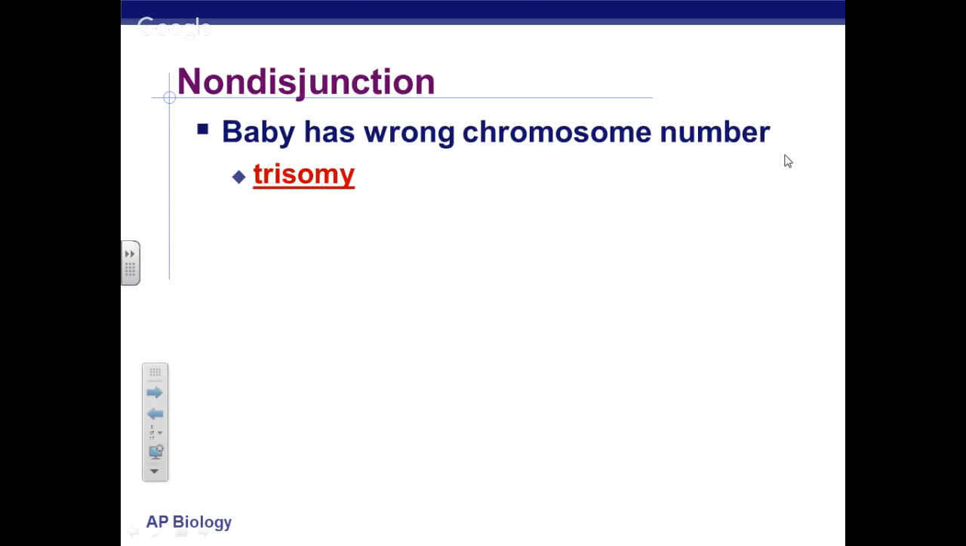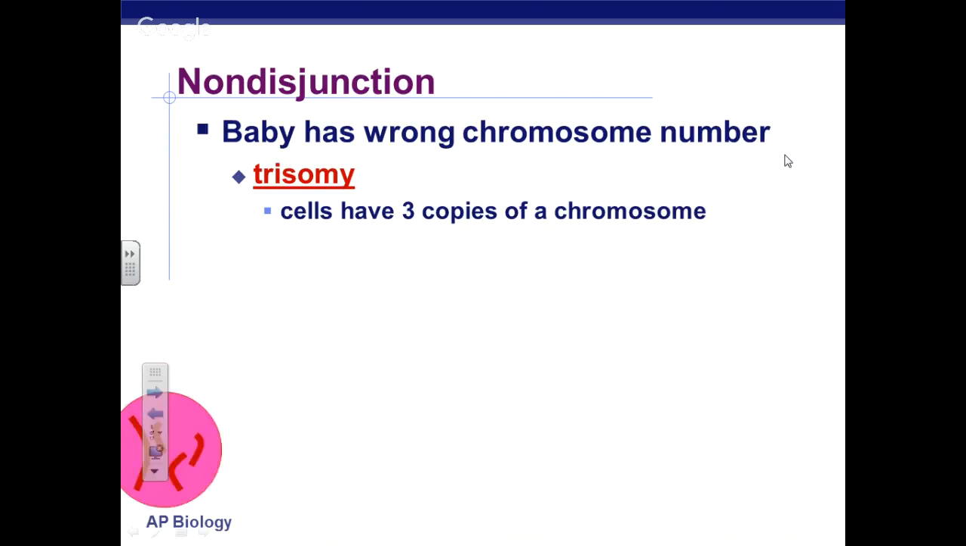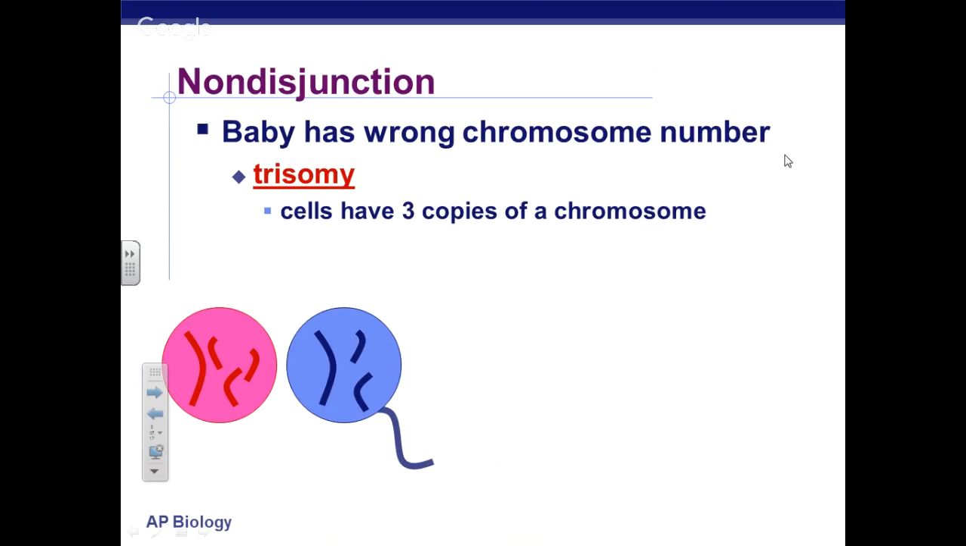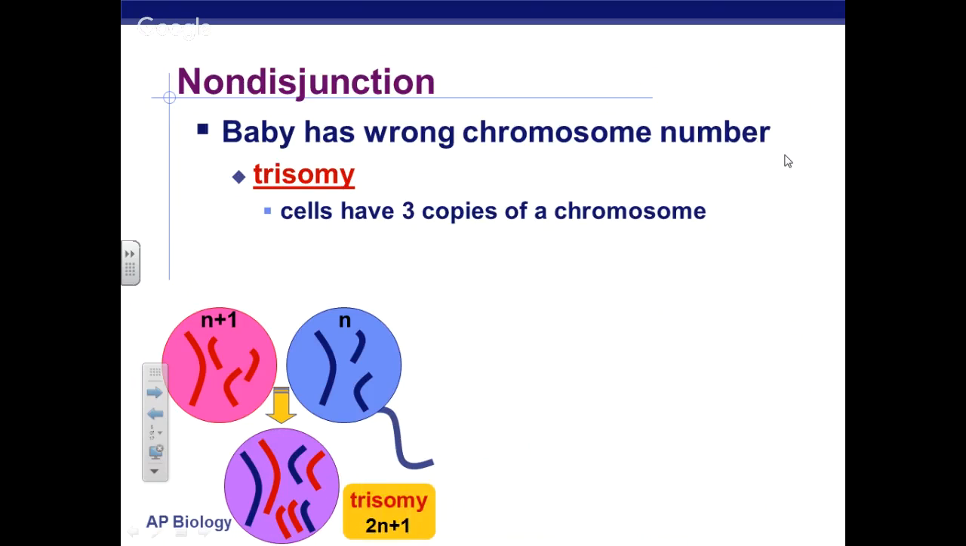So the result of this is that the baby, the resulting zygote, and the resulting organism will have the wrong chromosome number. They'll be aneuploid. So a trisomy is having 3 copies of a particular chromosome. And here we have sort of the example I was given earlier. That's our haploid number of N, normal, and then this is our N plus 1 egg. And when you fertilize, then you have trisomy, 2N plus 1, that's this extra chromosome of this one down here.